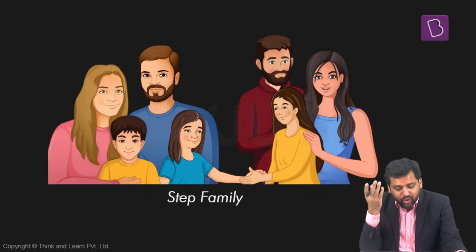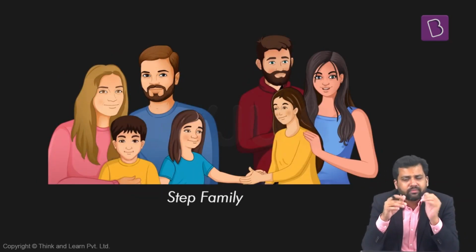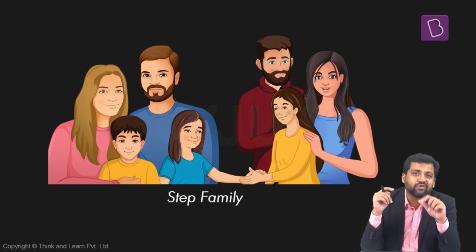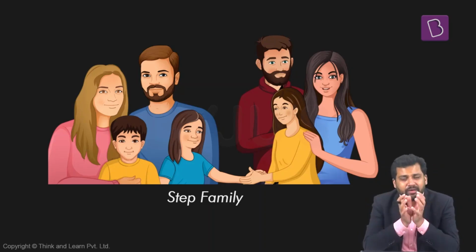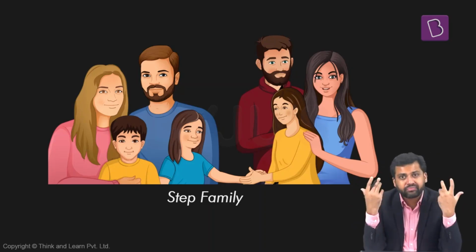Then there can be step families or reconstituted families. It might happen that a couple, husband and wife, are married. They're having children, their own children, but in the past maybe they were married to someone else. The husband was married to someone else. The husband has children from his previous wife. The present wife was married to someone else. She has children from her previous husband. So this entire family, husband, wife, their own children, and their children from previous partners, right? This type of family can be called a reconstituted family.